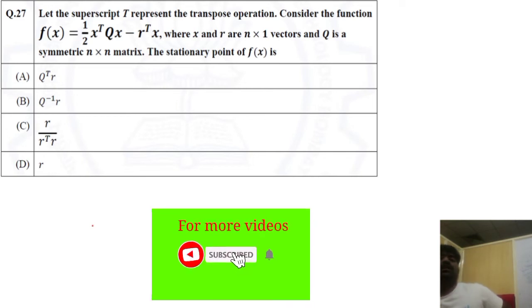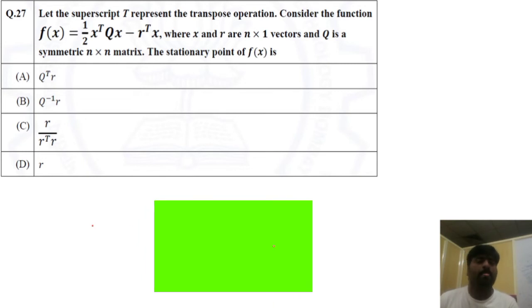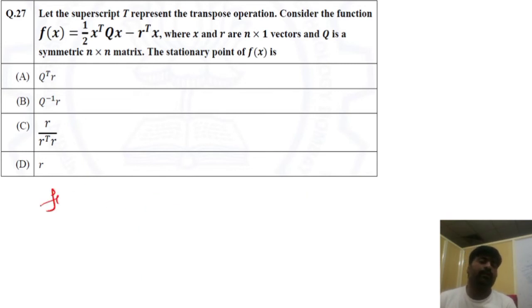See, let the subscript T represent the transpose operation. Consider the function f of x equal to 1 by 2 x transpose Qx minus r transpose x, where x and r are n by 1 vectors and Q is a symmetric n by n matrix. So this is very important. x and r are n by 1 matrices or vectors, and Q is an n by n matrix, nothing but a symmetric matrix. Okay. So then stationary points.